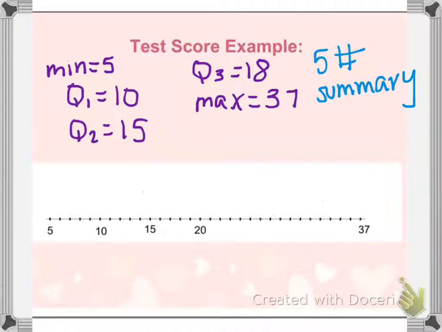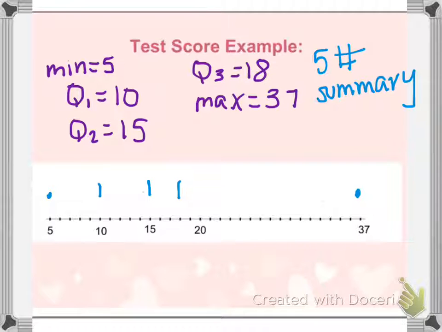From there, I have to plot all the numbers. So I'm going to plot my minimum at 5. So we're going to put a dot at 5. Q1 was at 10, so I put a line at Q1. Q2 is at 15, so I put a line at Q2. Q3 is at 18, so I put a line at 18. And my maximum was 37, so I put a dot at 37.